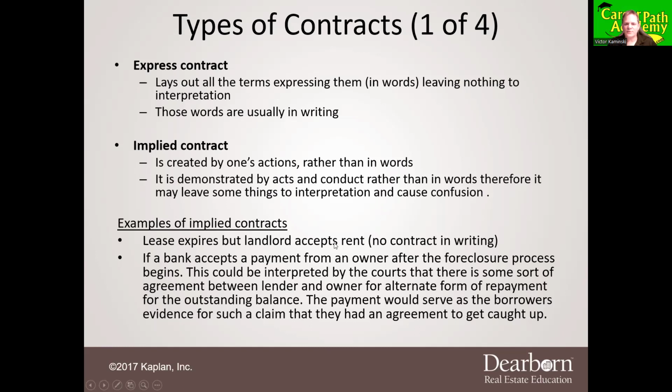Like a lease expires, but the landlord accepts the rent. There's no contract in writing. Or if a bank accepts a payment from an owner after the foreclosure process begins, it could be interpreted by the courts that there's some sort of agreement between the lender and the owner for an alternate form of repayment to get caught up on the outstanding balance. So therefore, they're not going to be able to move forward with a foreclosure process. That's why banks will usually not accept any form of payment from somebody who's being foreclosed on unless they could afford to pay the full amount that is outstanding.